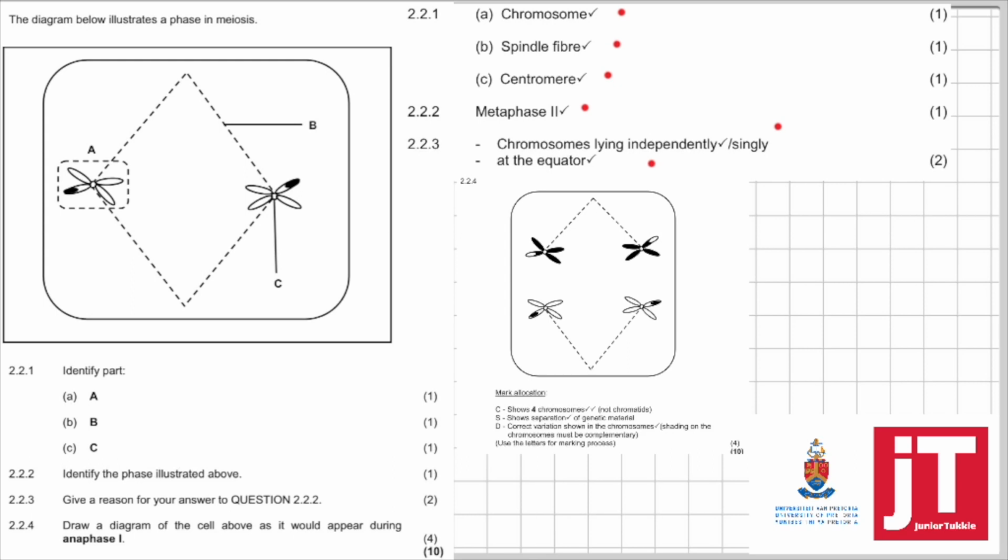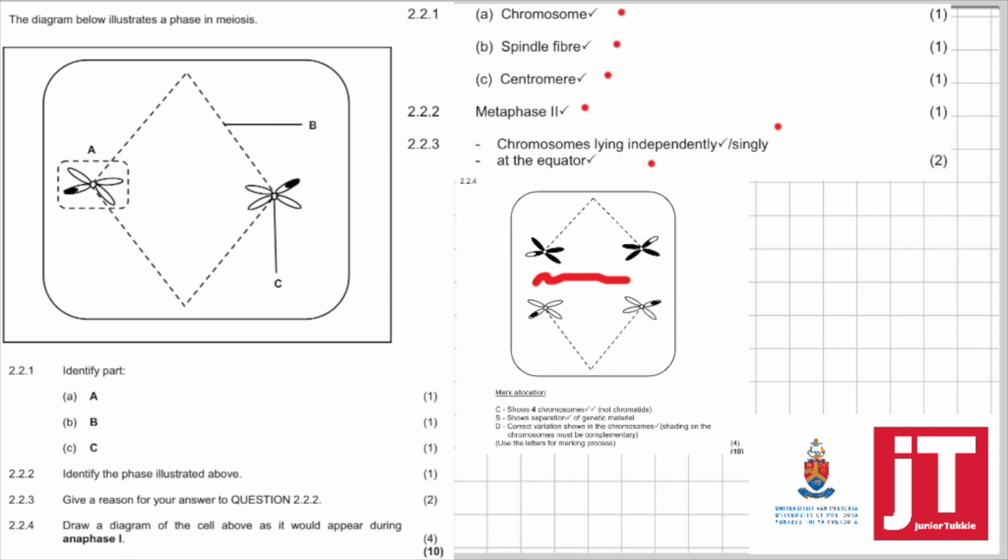2.2.4. Draw a diagram of the cell above as it would appear in anaphase 1. Read the question carefully. It's often bolded for you. Anaphase 1, ana means apart. So you draw the chromosomes apart. Anaphase 1, a whole chromosome is moving apart from each other. So this is what you draw.